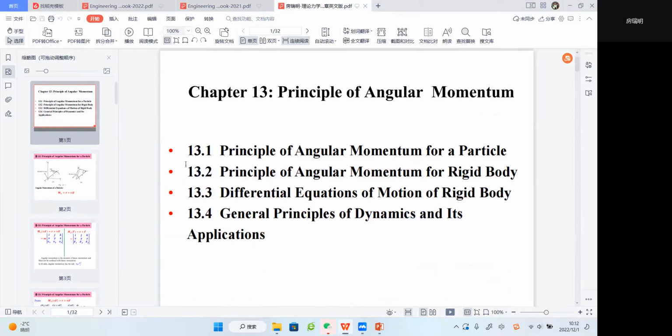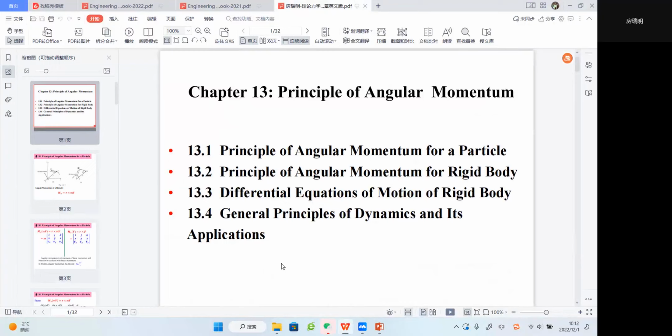So I think we should finish the learning of the first three sections. Then we'll go back to chapter 11. After we finish chapter 11's learning, we will come back to here and talk about the general principle of dynamics and its application, because this section will use all the principles we have learned.